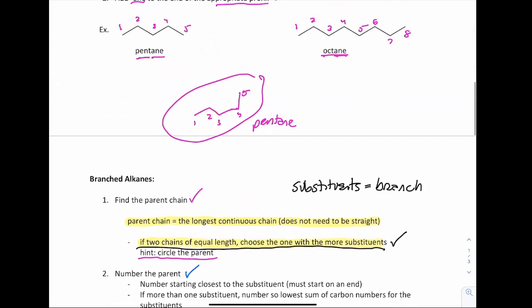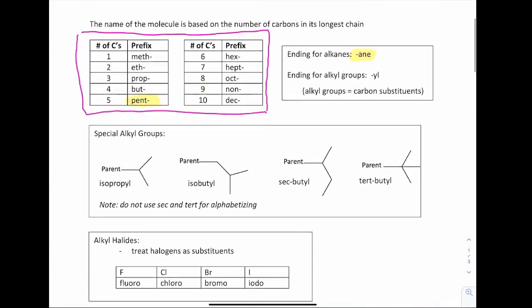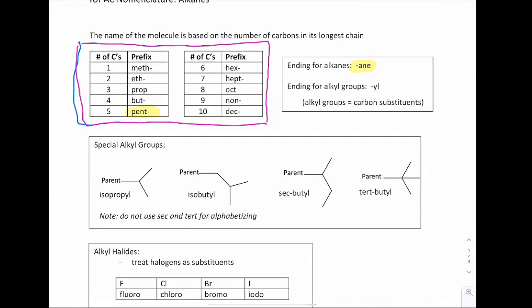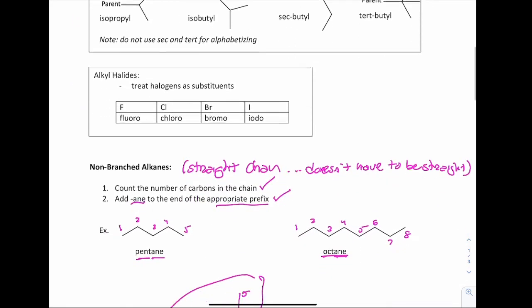So if we go back up to that table where I have my prefixes, we're going to use this for our branches also. So if I have a 1 carbon branch, it's going to be meth. I'm going to put a different ending on it, which we'll get to in a minute. If I have a 2 carbon branch, I'm going to use eth. Since E comes before M in the alphabet, I would want an ethyl group to have a lower number than a methyl group if my numbering is the same from either end. That's kind of like our last rule.